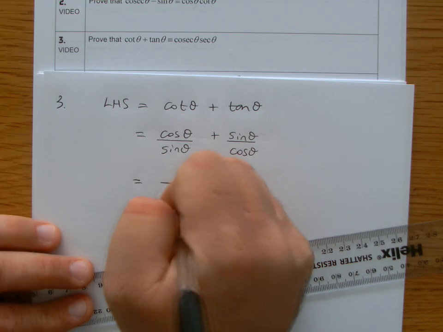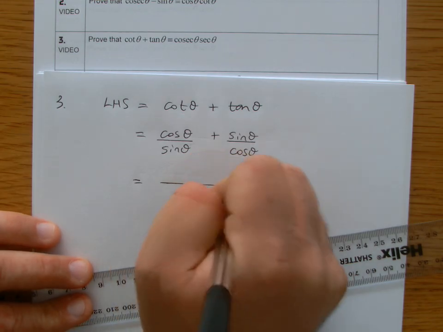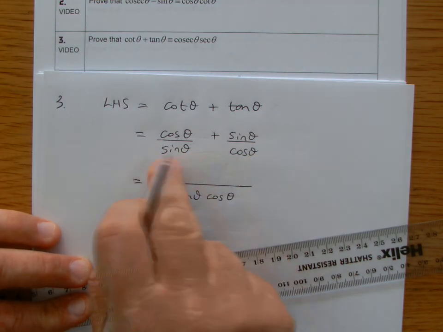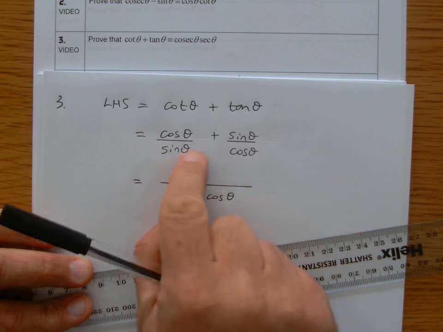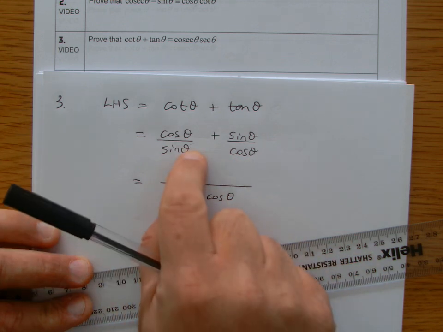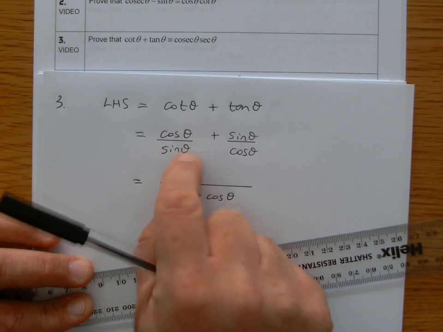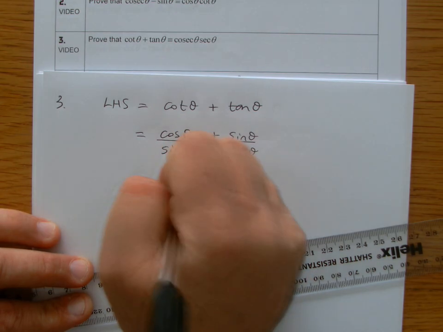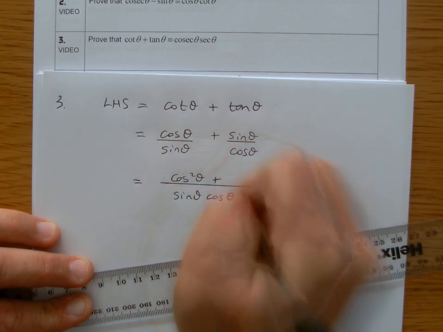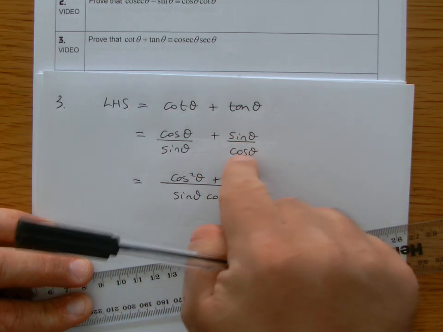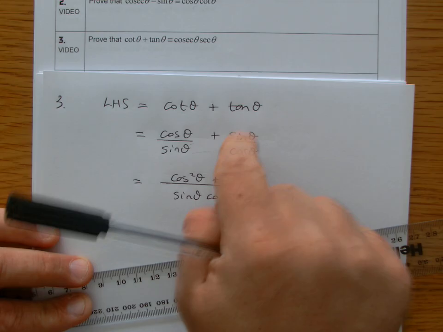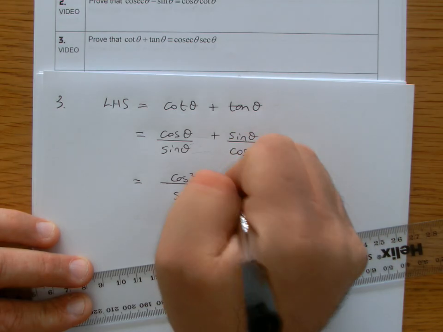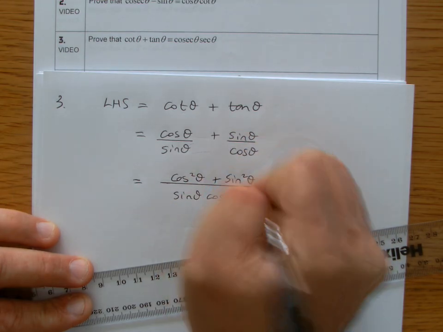Okay, to get a common denominator, we can times these two together. But essentially, it's like timesing that by cos theta, yeah? To get sine theta cos theta. So if I times that denominator by cos theta, I've got to times the top by cos theta. So I get cos squared theta. And then to get that to be sine theta cos theta, I need to times the bottom by sine theta. So I times the top by sine theta. So if I times that by sine theta, I get sine squared theta.